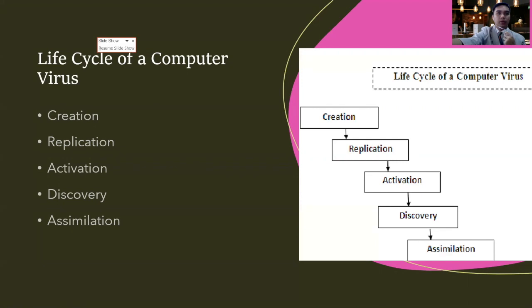The last, or the fifth, is assimilation. It represents the stage when the developers of antivirus software modify their software so that it can detect the new virus. This can take up to 6 months, depending on the antivirus software developer and the type of virus.